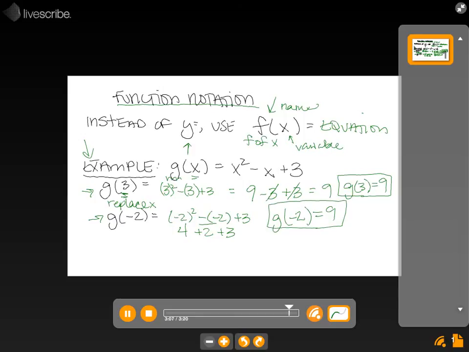And that's okay. But what I want you to understand is that whatever is in the parentheses in the problem they give you, you are replacing that for the x, or whatever variable you're using. That's how you solve these in function notation.